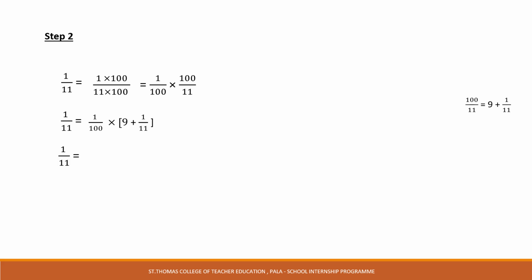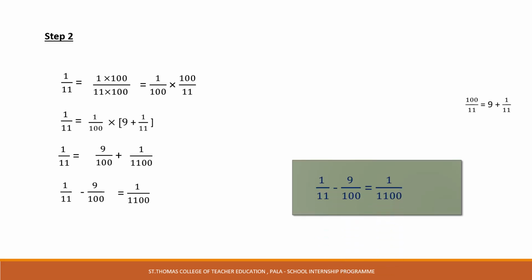Then, applying which property? Distributive property. And we get 9 by 100 plus 1 by 1100. And again, on rearranging, we get the final equation of step 2 as 1 by 11 minus 9 by 100 equal to 1 by 1100 and we consider it as equation number 2.